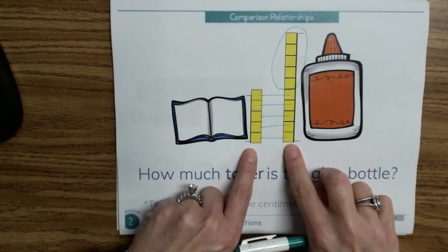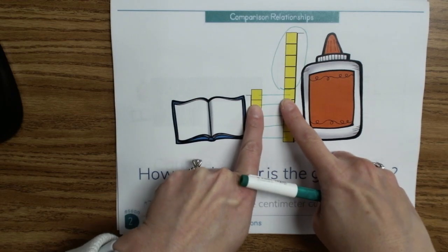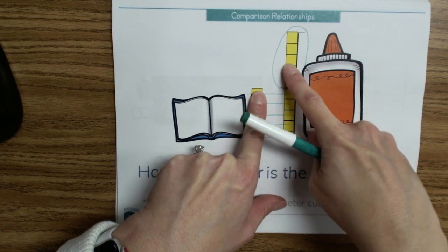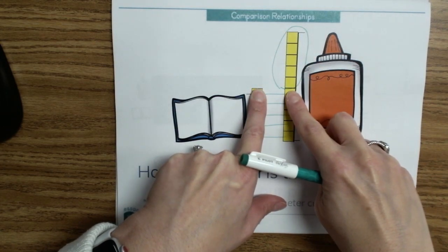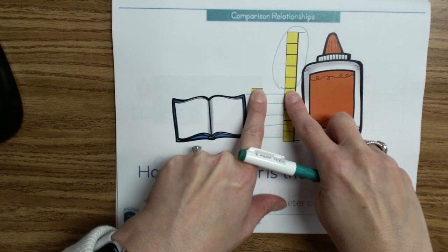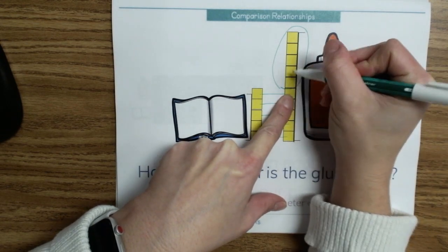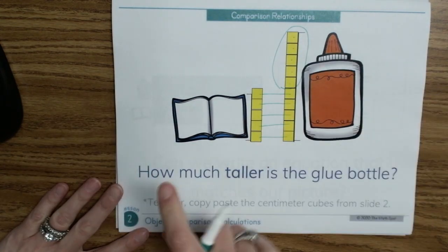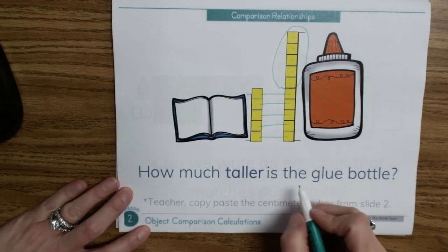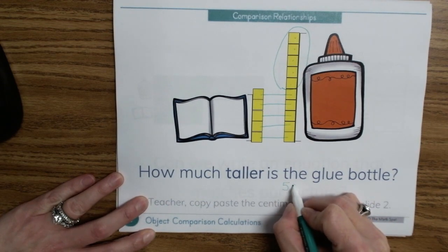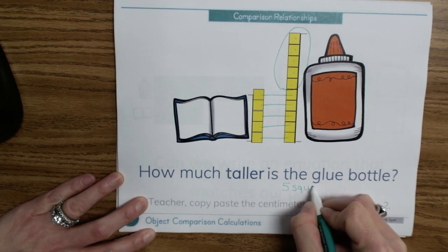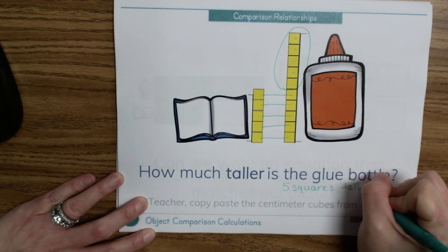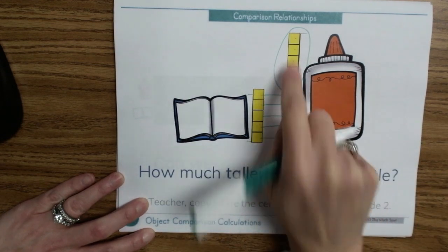Because it's almost like a race. We ran together and we kept running and then we stopped. And this amount right here, all of this tells me how much taller that glue bottle is. So let's count. 1, 2, 3, 4, 5. So how much taller is the glue bottle? The glue bottle is 5 squares taller. Okay.